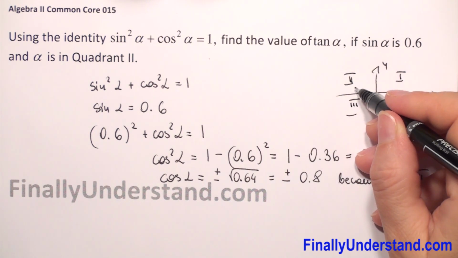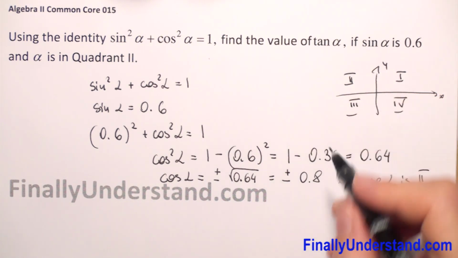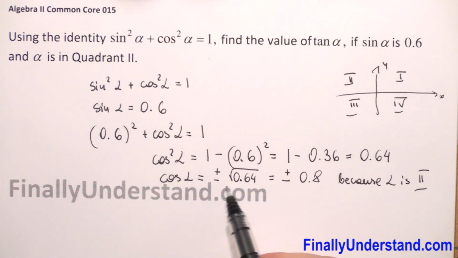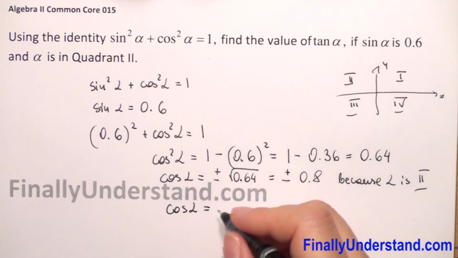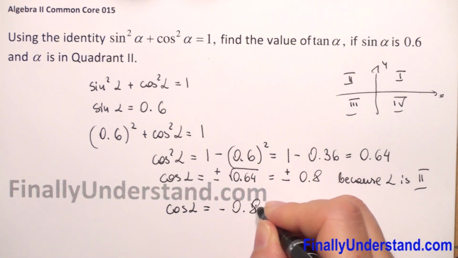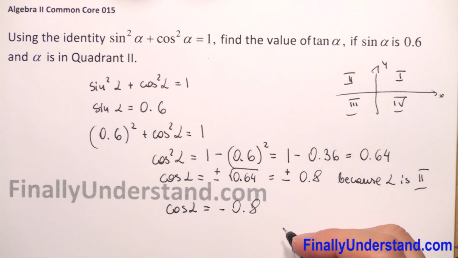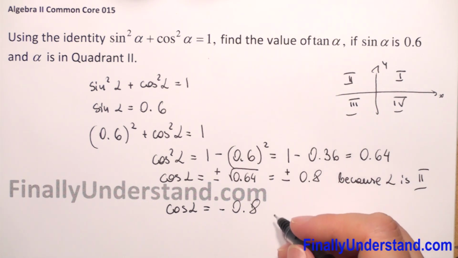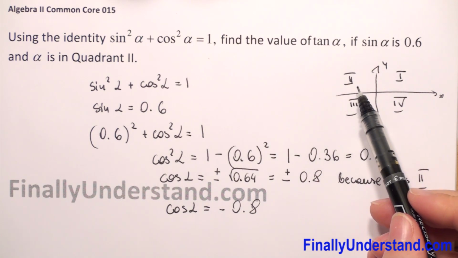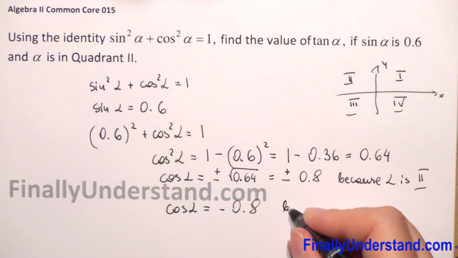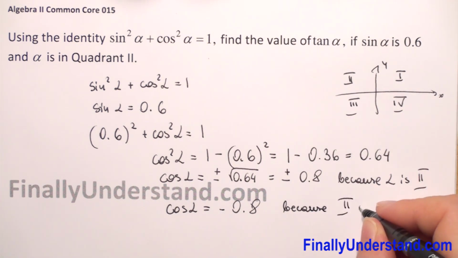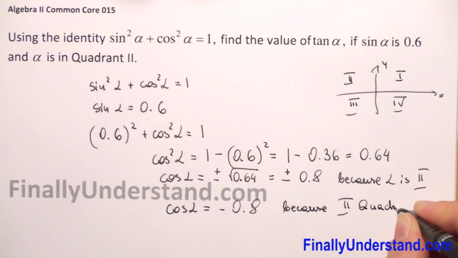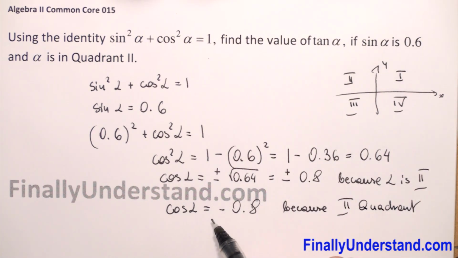In the second quadrant, cosine is negative, so we have to choose the negative value for cosine alpha. Cosine alpha will be negative 0.8. Why? Because this is the second quadrant, and in the second quadrant cosine is negative. So we have the value of cosine of alpha.